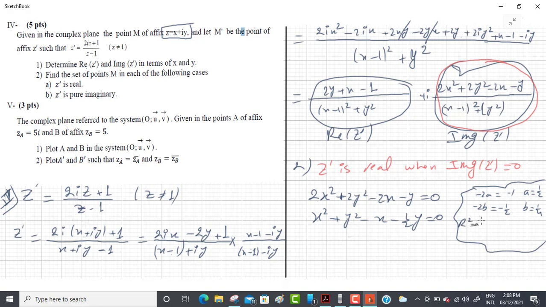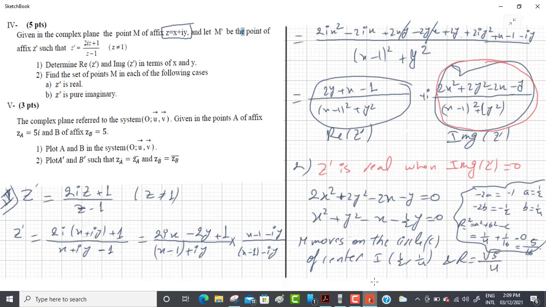I will try to solve: r square equal a square plus b square minus c, equal 1 over 4 plus 1 over 16 minus c. The constant number here is 0, so minus 0, and the answer is 5 over 16. Okay, so we found r square is a positive number, so of course it's a circle. So in this case M moves on the circle C of center I (half, 1 over 4) and radius r equal radical of this answer, radical of 5, radical 16 is 4, radical 5 over 4.